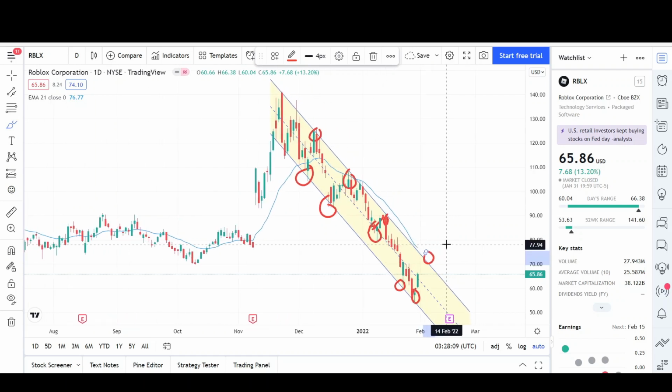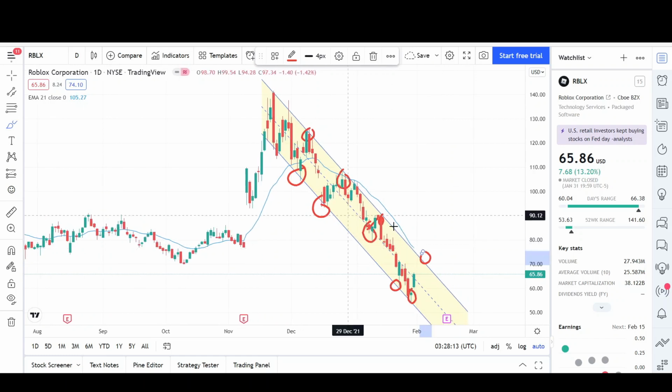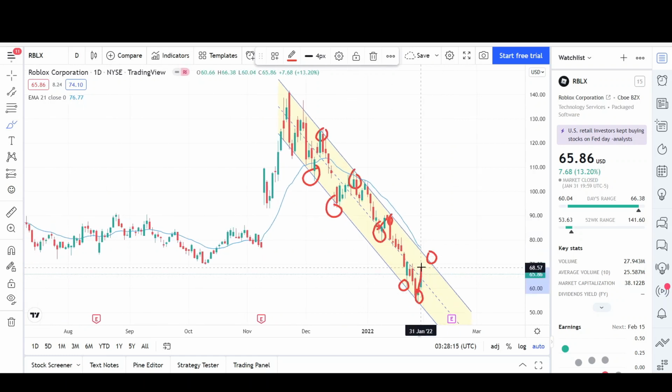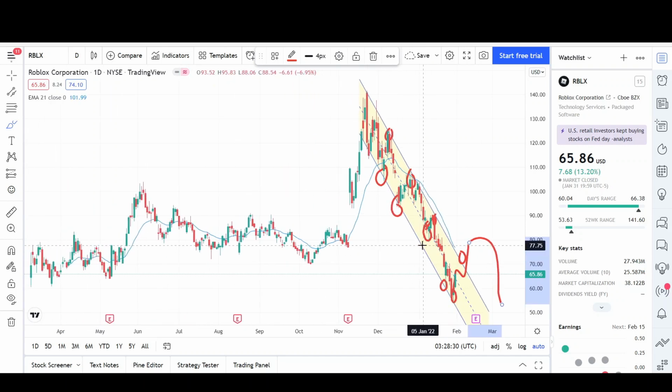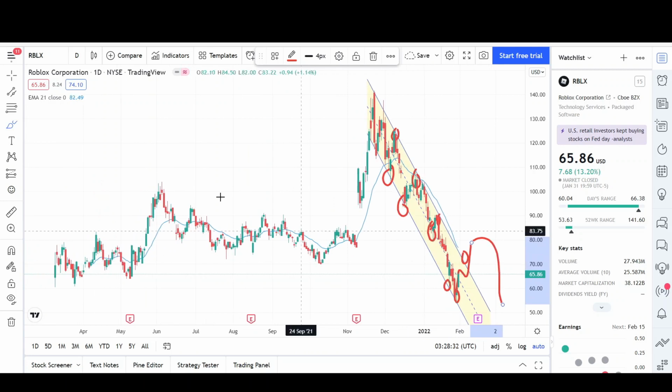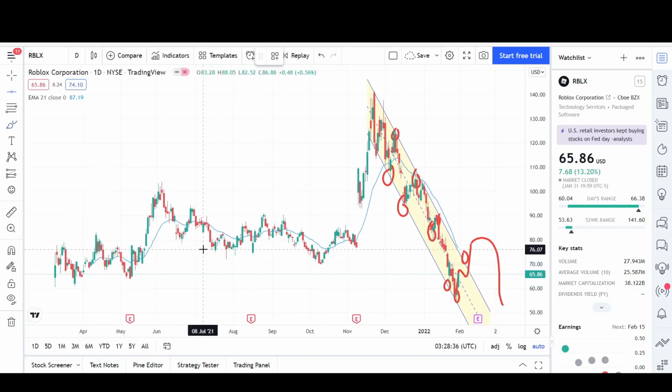Can it get above there? It can, but I'm doubtful of it, just because even though we get a breakout outside of this channel, I'm still expecting a retest of the previous low. So I think eventually we will come back to retest that $53 level. I don't think that's the bottom. I think there's still room for ROBLOX to drop, and to give you guys more things to look at, my analysis is bearish.